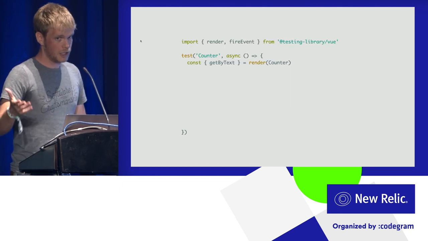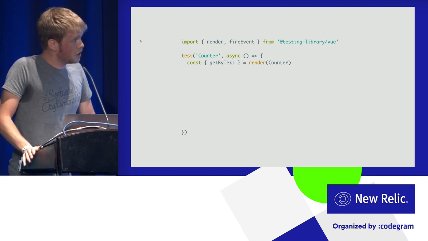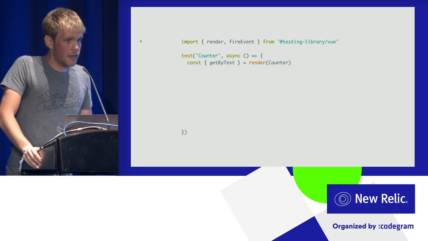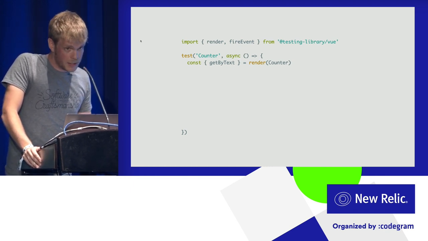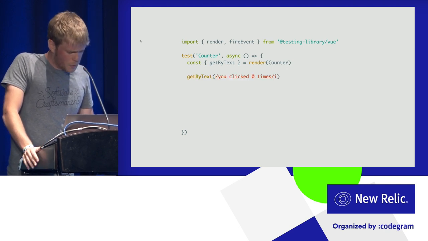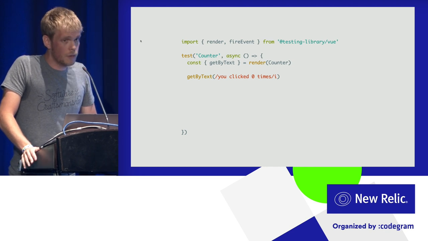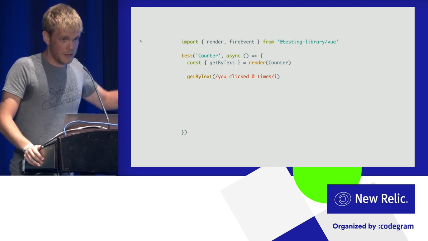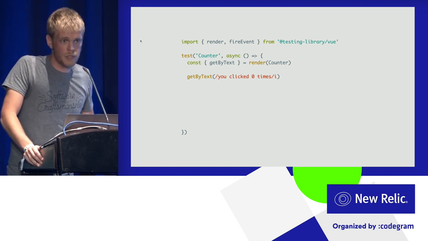So what would a test look like? First thing that we need to notice here is that we are rendering our counter component, and we get a utils collection in return. So we would get the getByText util, for instance, and then we would just assert that the right text is there. So we are just querying the DOM and making sure that "You clicked zero times" is there. getByText throws an error if it doesn't find the matching string or regular expression, so that's an assertion.